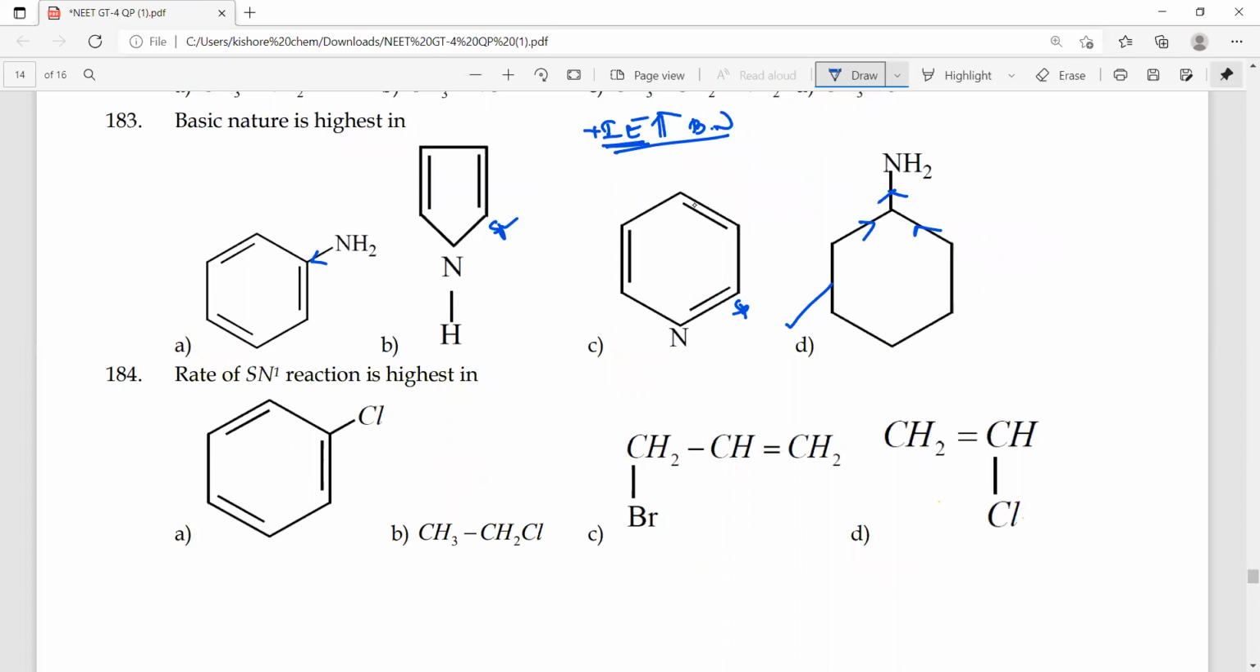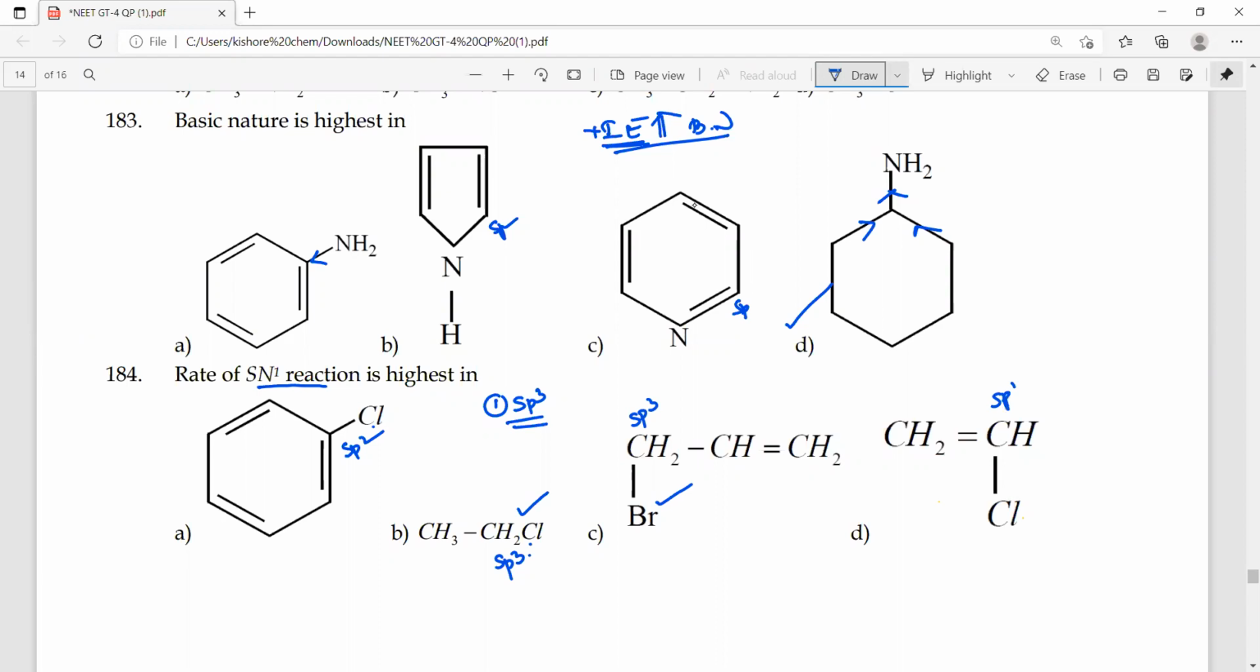Next one. SN1 reaction is favored by which of the substances? Remember, the compound must have the halogen attached to sp3 carbon. See, this chlorine is attached to which carbon? sp2, so it does not favor SN1. This chlorine is attached to sp3 carbon, it favors SN1. This bromine is attached to sp3, it also favors SN1.